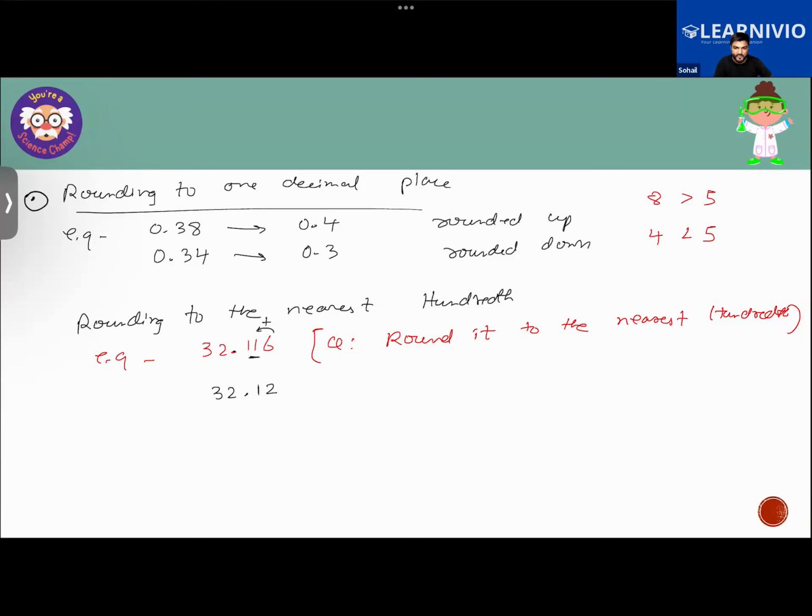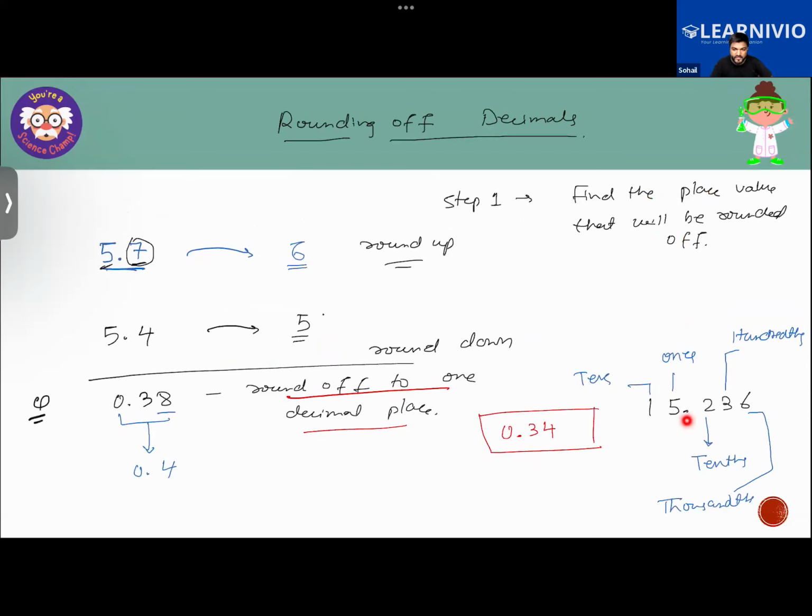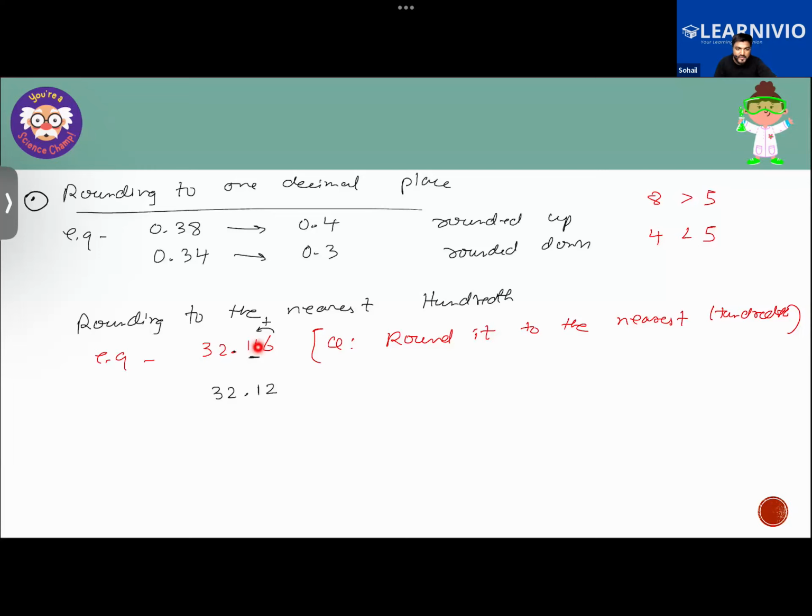See, while I was telling you this, whenever you have a decimal number like 15.236, the digit on the left of the decimal point is at the ones place, and the next is at the tens place. But after the decimal point, the place value starts from tenths, not from ones. So this is at tenths, this is at hundredths and this is at thousandths. Keep this in mind. In fact, this was discussed in the class while the chapter was going on. So the question says round off to the nearest hundredth, and it will be rounded off to 32.12.